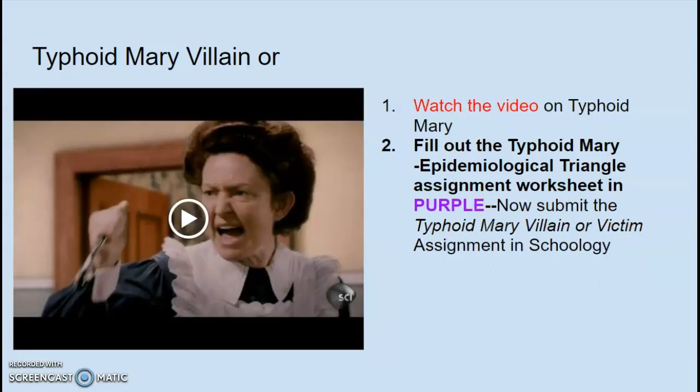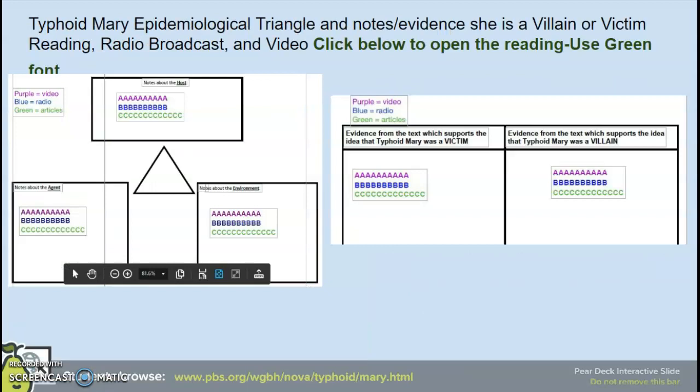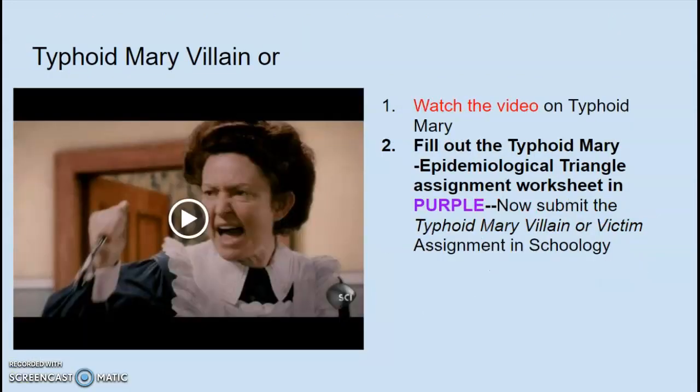And then on slide 6, you're going to do the same thing, but now you are going to write your notes in purple. So watching the video, taking notes on whether or not you think Typhoid Mary was a victim or a villain, and then notes on the host, the agent, and the environment. All right, so that was slide 6.